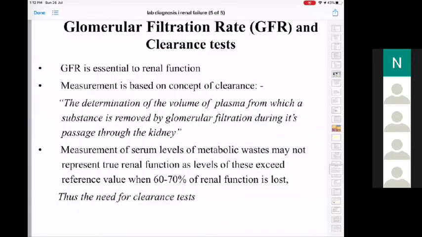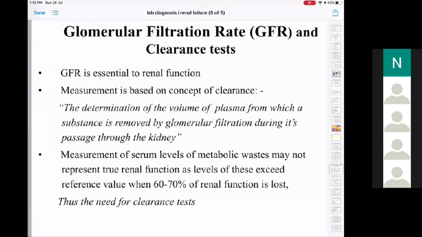Now GFR and clearance test. GFR is glomerular filtration rate. The normal value of GFR is around 120 to 130, and the average is 125 ml per minute. And GFR is essential to renal function.